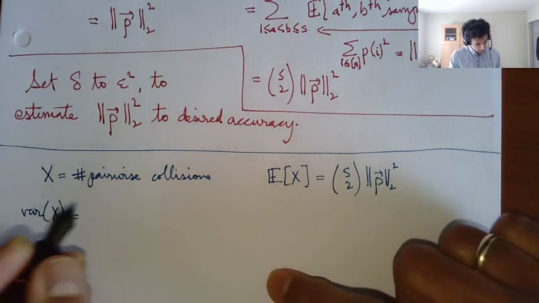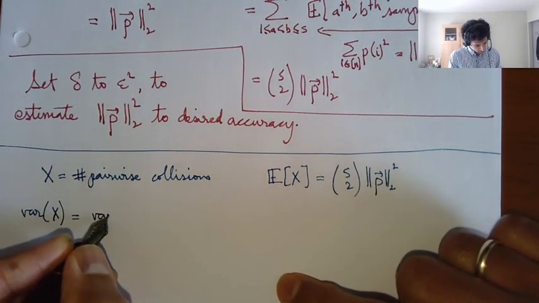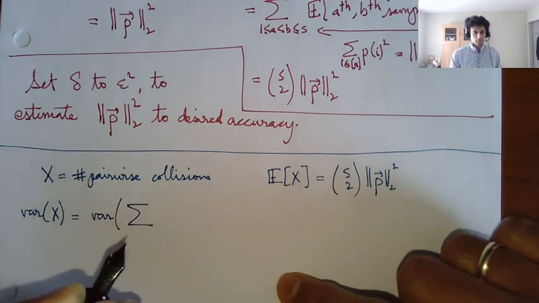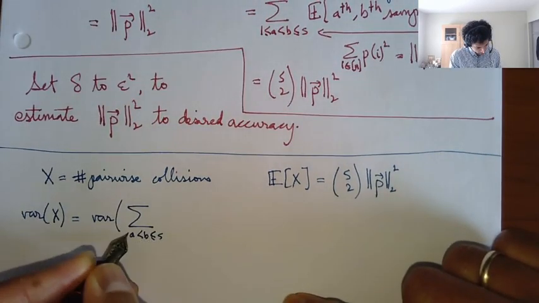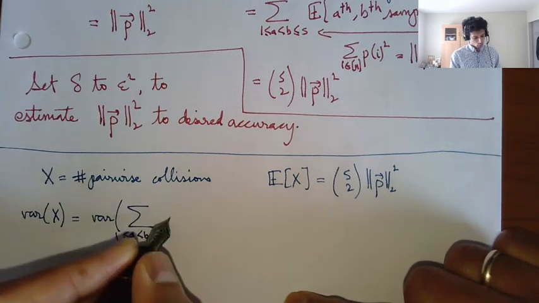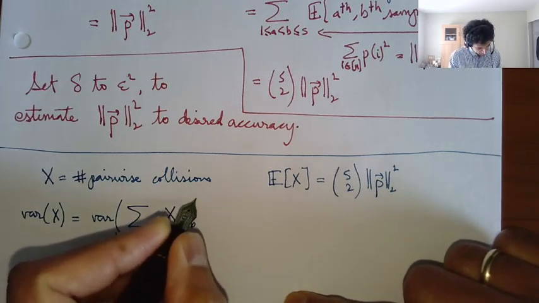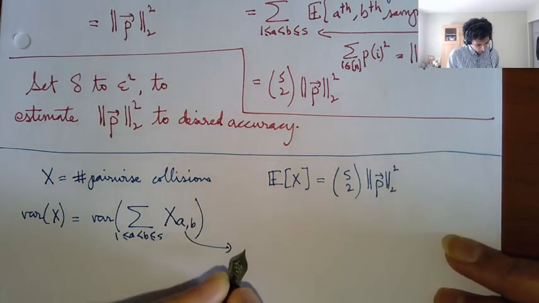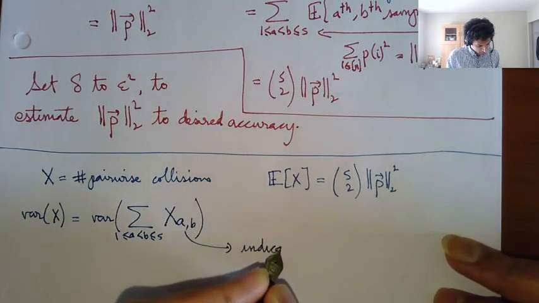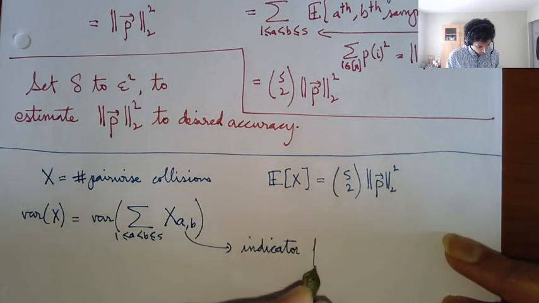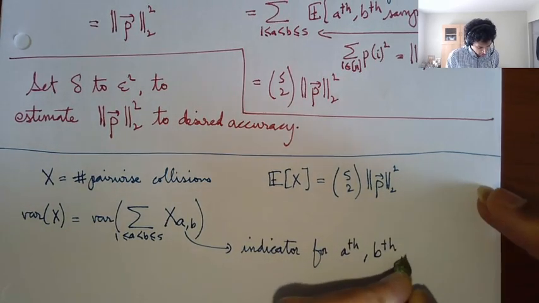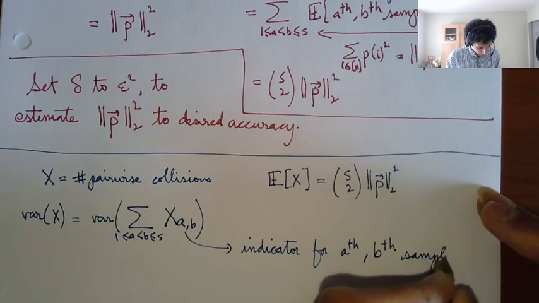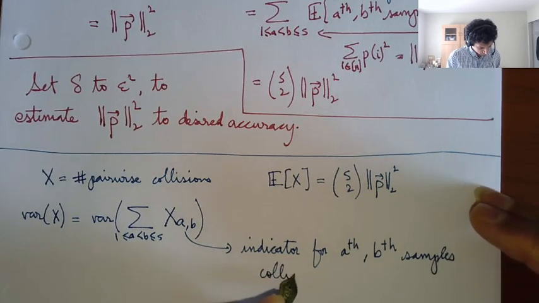So I'm going to write X as a sum, exactly as before, over a less than b going from 1 to s of X_ab. Now X_ab is the indicator for the ath and bth samples colliding.